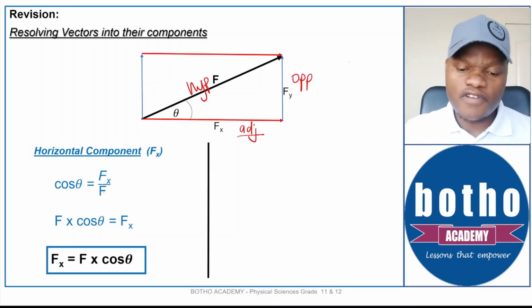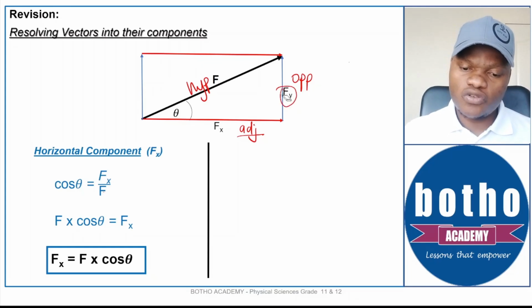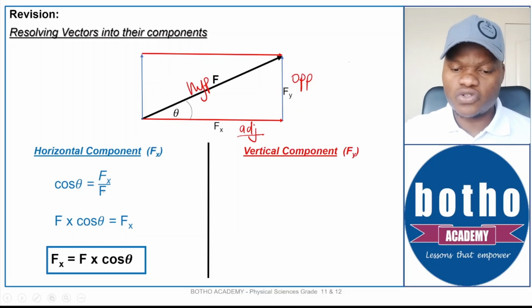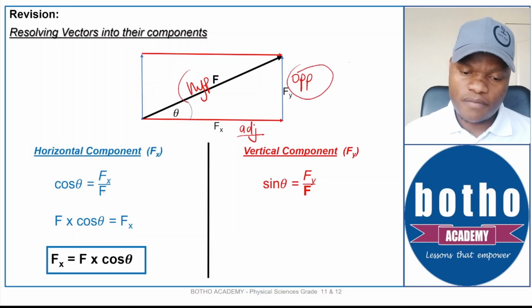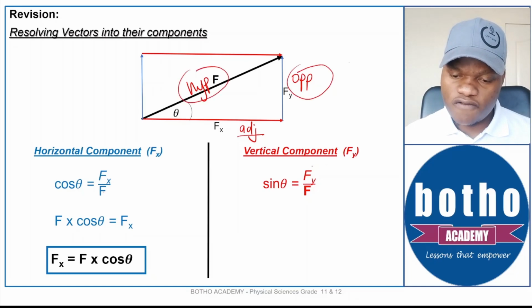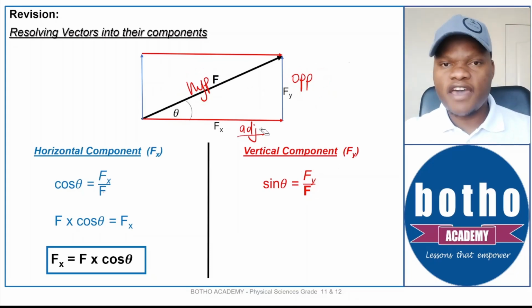Okay, we move now to, we're going to use the same method, but now we're calculating fy. So if we're going to use trigonometric functions for fy, which is going to be our vertical component, the function that will work there is going to be sine theta. Sine is equal to opposite over hypotenuse. As we can see, opposite is fy, hypotenuse is still f. So sine theta is equal to fy over f.